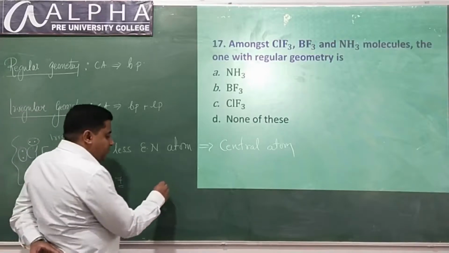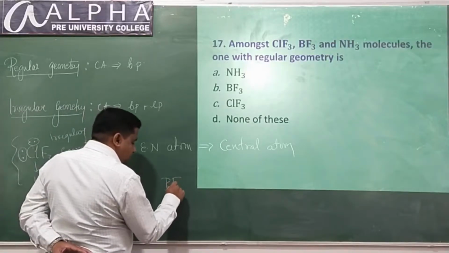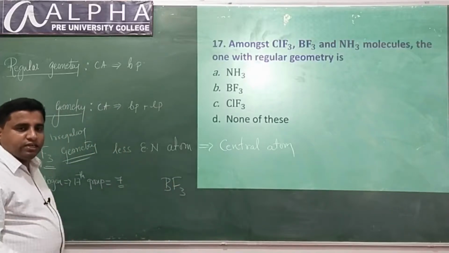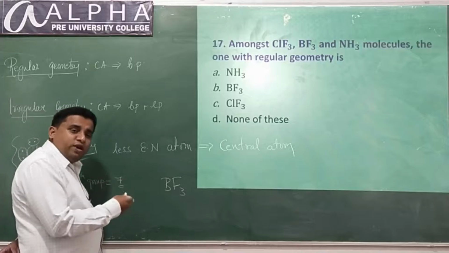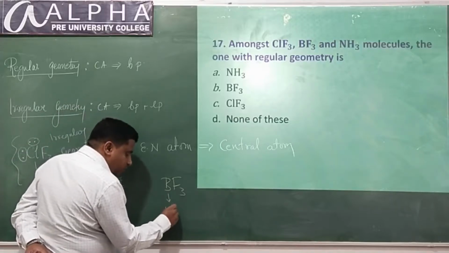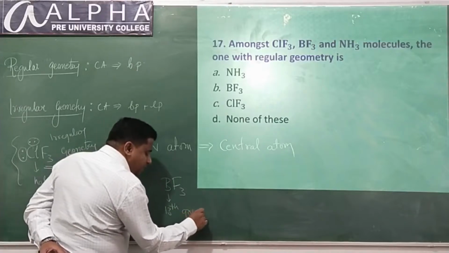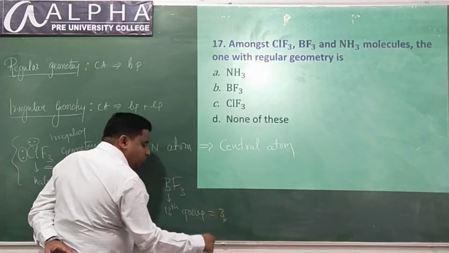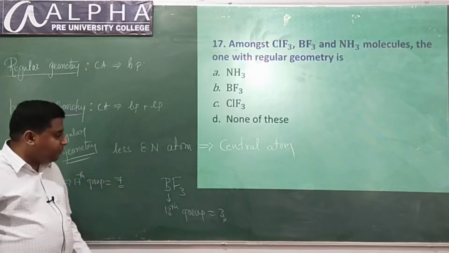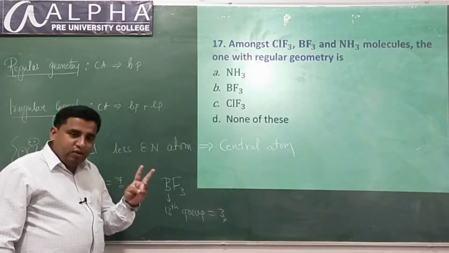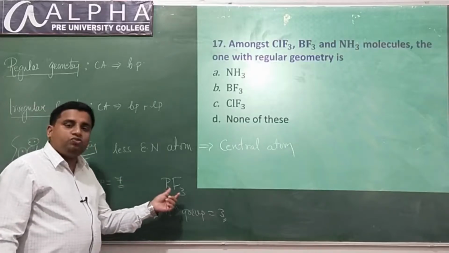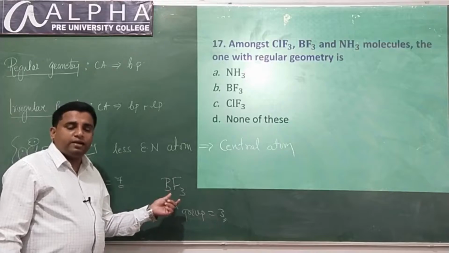Next, if I consider boron trifluoride, among boron and fluorine, which is less electronegative? Obviously boron. So boron is the central atom. Boron belongs to the 13th group. For 13th group elements, the number of valence electrons will be 3. That means boron has 3 valence electrons. It has used all the 3 valence electrons to form bond with 3 fluorine atoms.